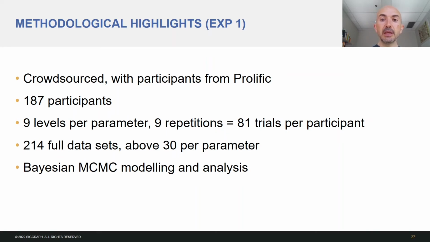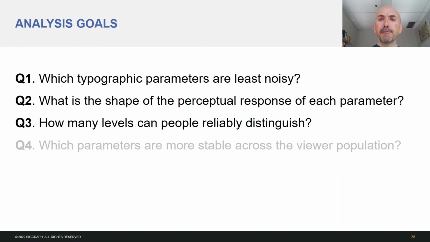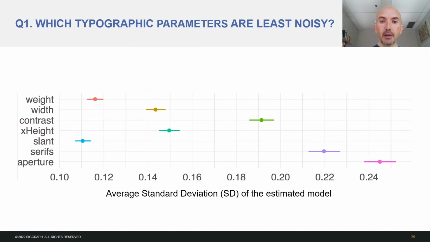The analysis is Bayesian. There are 4 main questions that we wanted to address through the analysis, but I will only discuss the first 3 while simultaneously showing the results. The first question is about which typographic parameters are least noisy and therefore more useful for infotypography. In this chart, I show the estimation of the standard deviation, which is a measure of the level of the perceptual noise. So here the horizontal axis is the standard deviation.